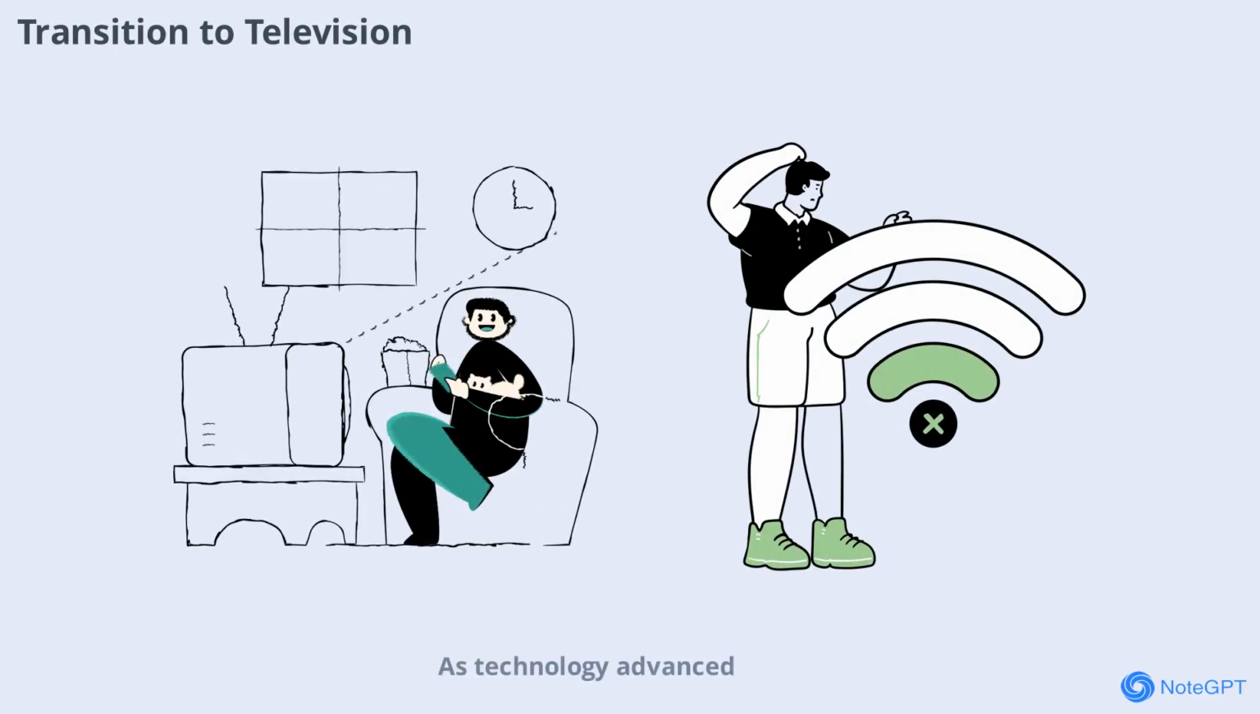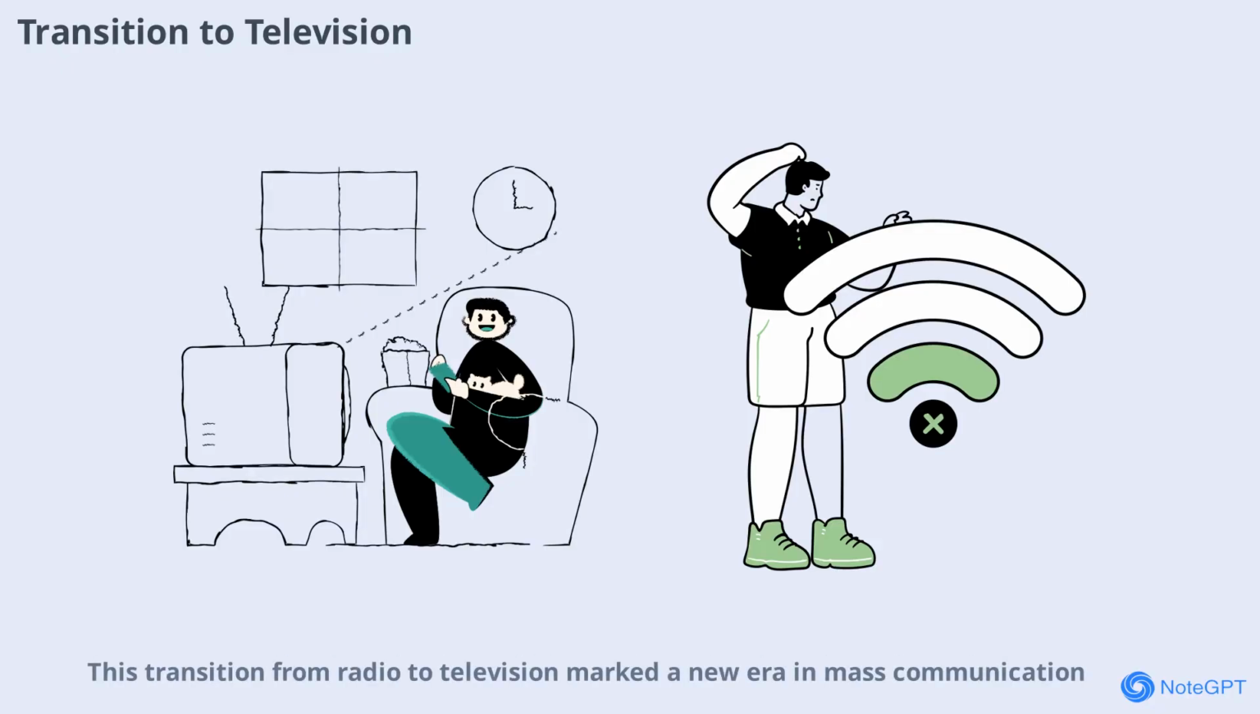As technology advanced, the next major leap in communication was the development of television. Television combined audio and visual elements, creating a more immersive experience for viewers. Early television systems were analog, meaning they used continuous signals to transmit both sound and images. The standards for analog TV were carefully designed to ensure that broadcasts could be received clearly and consistently, no matter the location. This transition from radio to television marked a new era in mass communication.